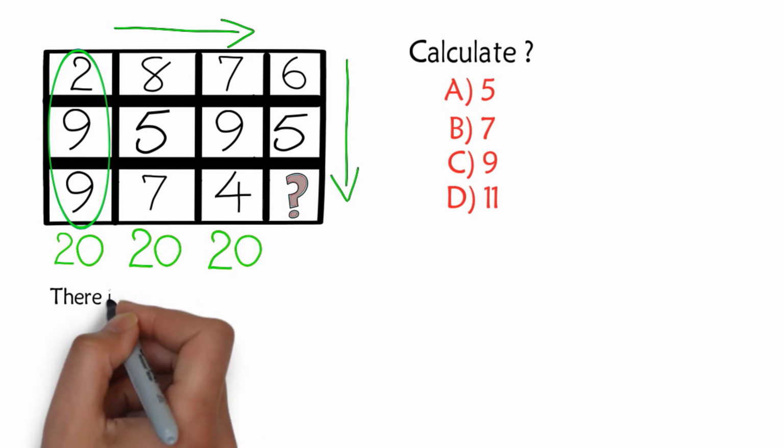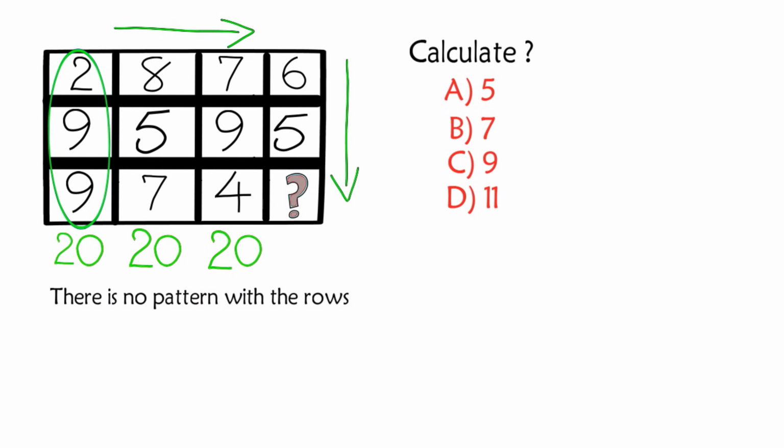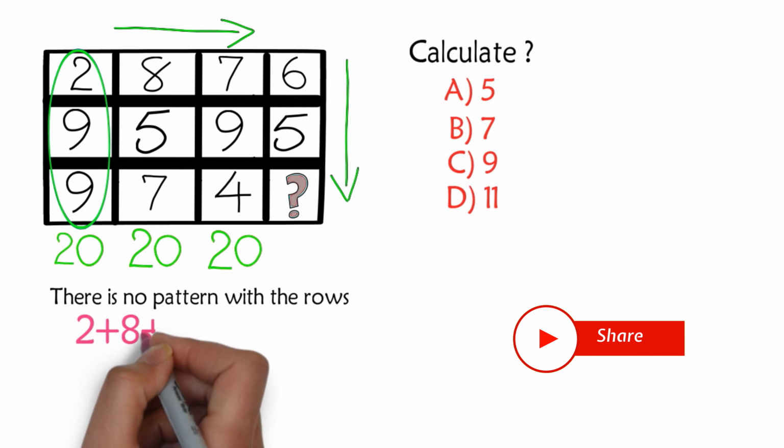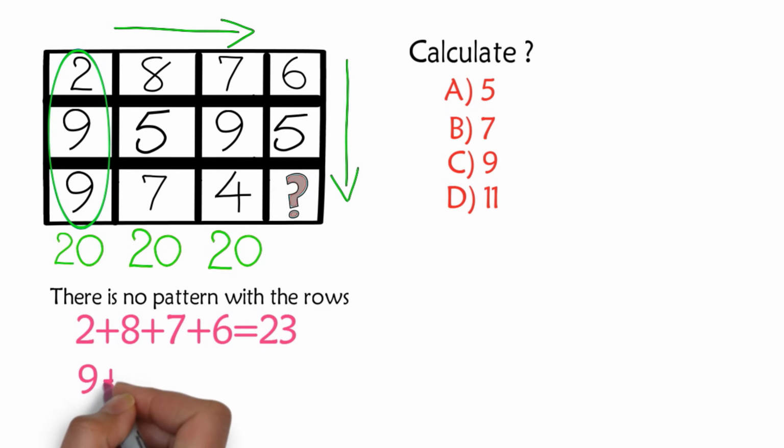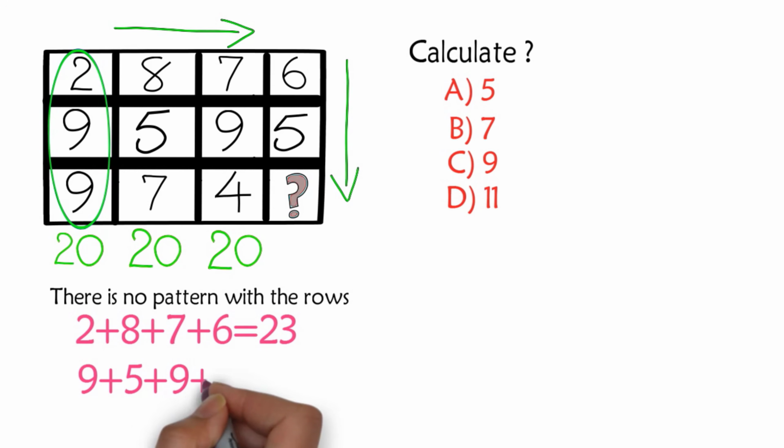We also want to check if there is a pattern with the rows. And there is no pattern, because the first row adds up to 23. 2 plus 8 plus 7 plus 6 equals 23. And the second row adds up to 28. 9 plus 5 plus 9 plus 5 equals 28. So there is no pattern.